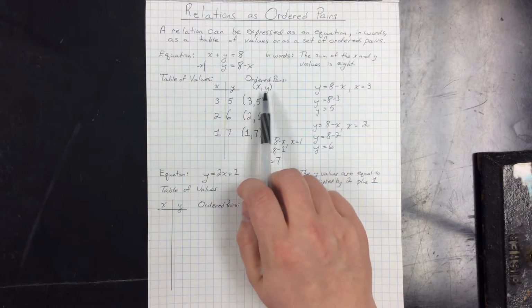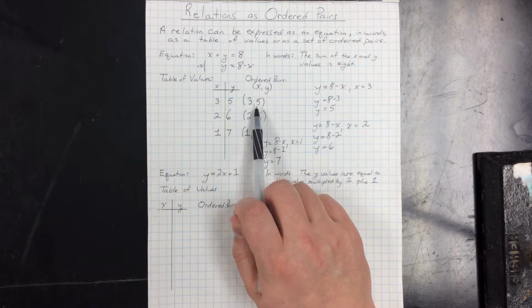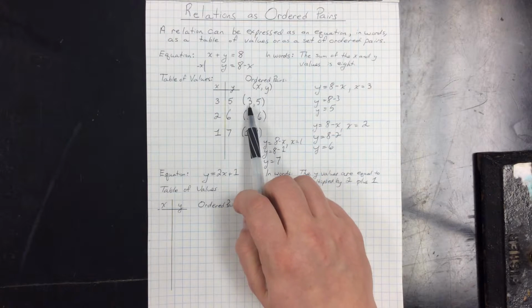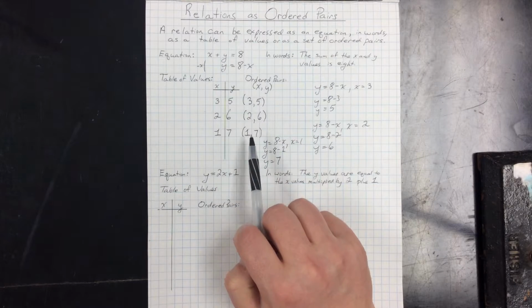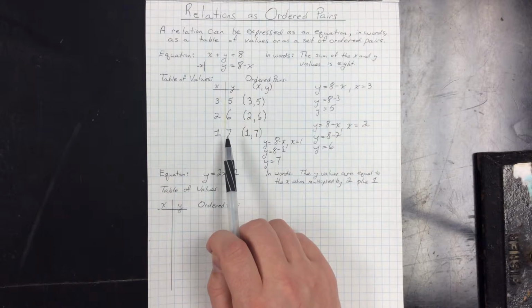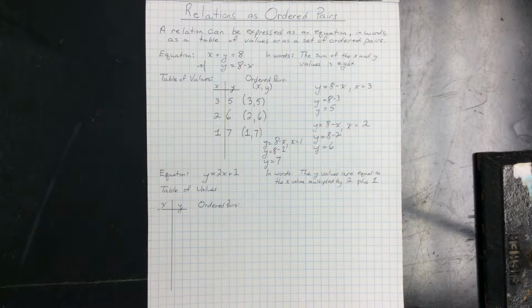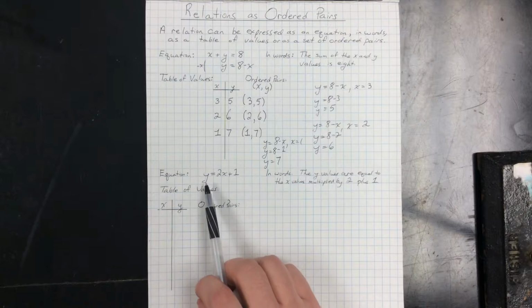In later lessons we'll look at how ordered pairs are locations, and these would be locations on the x-axis and locations on the y-axis to give me a point. So there's a point in this at 3 and 5, 2 and 6, 1 and 7. And as you can probably see from the table of values, there's a pattern to it. And later on when we draw this out on a graph, we'll see the pattern there as well. For now, let's move on to another equation.